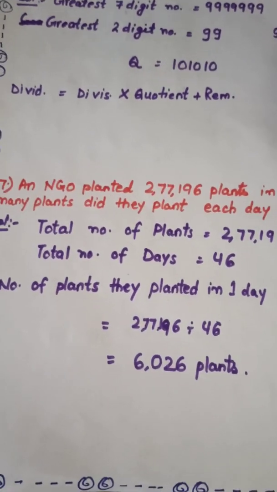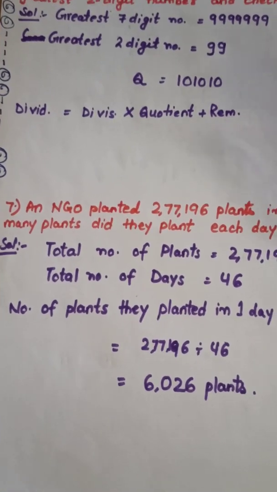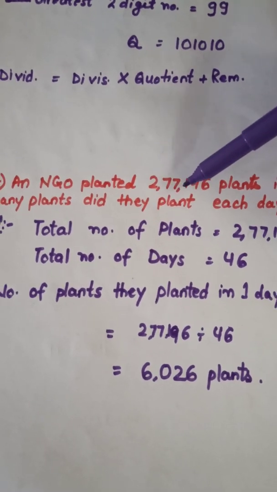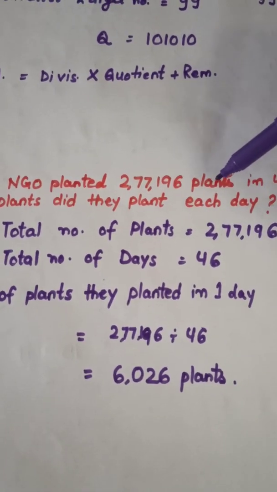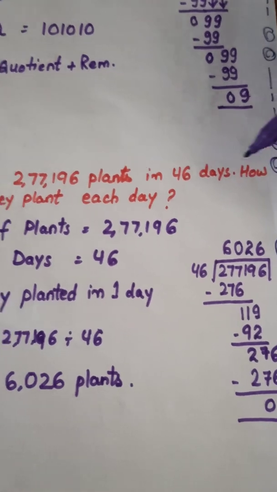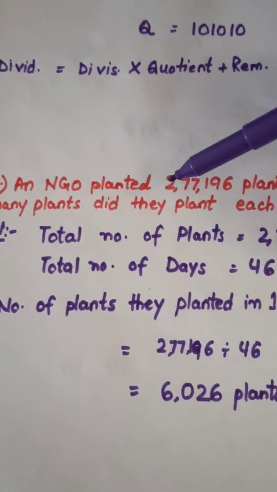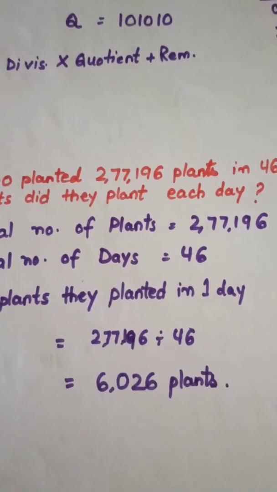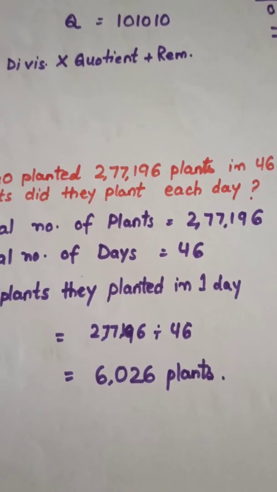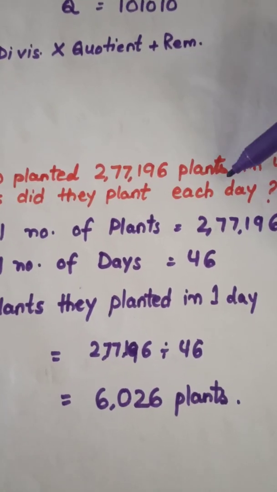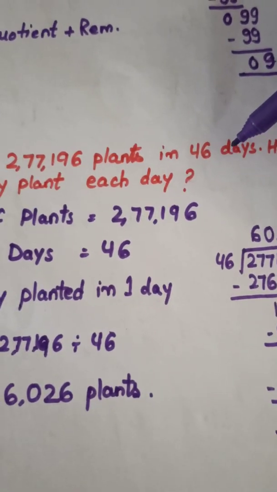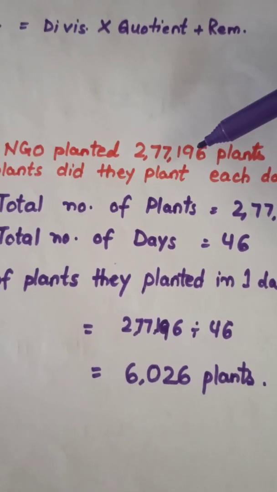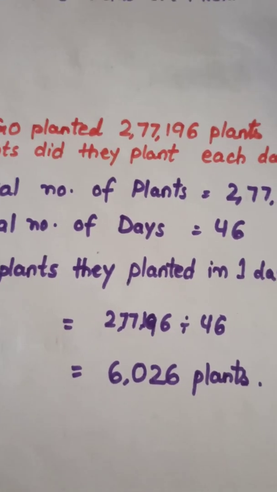Now we will move on to question number 7, and the question says an NGO planted 2,77,196 plants in 46 days. How many plants did they plant each day? It means let us try to understand what question is saying, that an NGO, okay, planted these many plants in 46 days. They took 46 days to plant these many plants. Okay, now in one day how many plants did they planted?